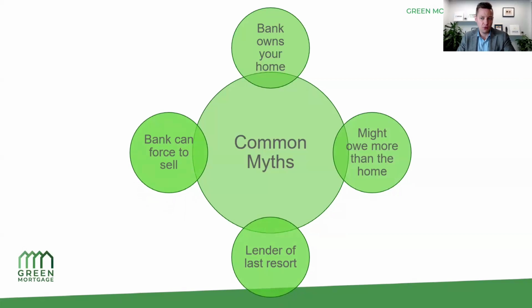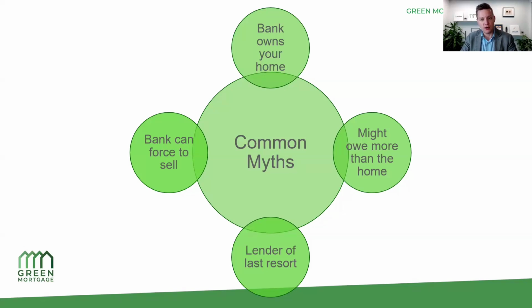One is that the bank owns your home. Well, the bank only owns your home as much as they would if they had a standard mortgage on the property. So it's just still a secured mortgage, just like any other mortgage. There is no real difference as far as the security is concerned.